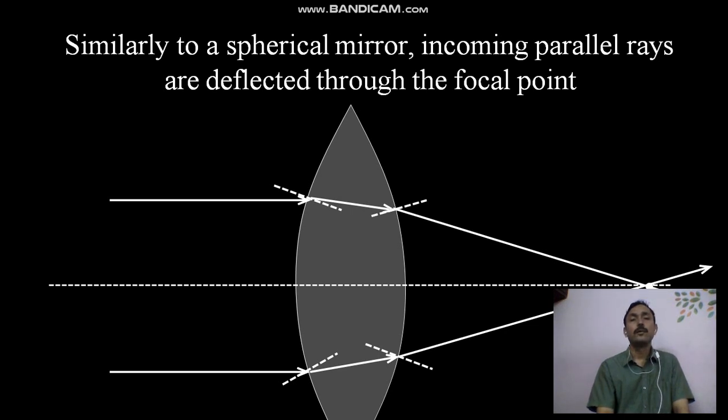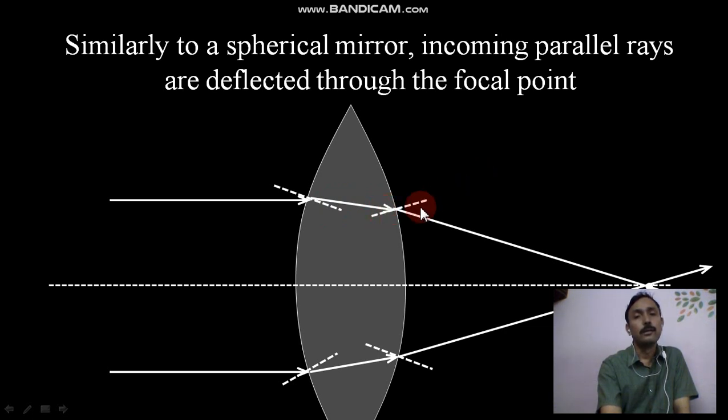Similar to a spherical mirror, incoming parallel rays are deflected through the focal point. So these are the parallel rays falling. The light is coming from rarer to denser. If we draw the normal, it moves towards the normal. Now it is falling onto this point of the convex lens. This is glass.